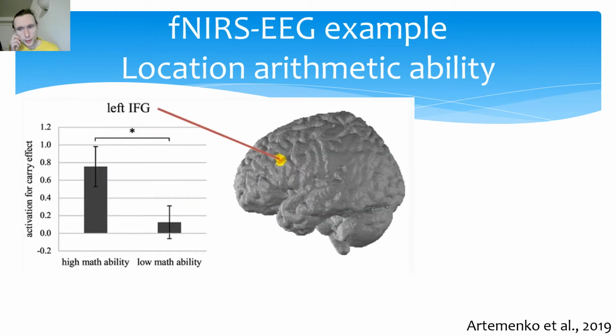For example, in this study, they identified an area that is related to arithmetic ability. So they basically measured fNIRS and EEG at the same time, and they measured this in people with a high mathematical ability and a low mathematical ability, and they found that there was a difference in activity in the left inferior frontal gyrus. Now note that this area looks very specific, but this is just the difference between those two. If you would look overall, then those areas would not be as precise as you would see here.